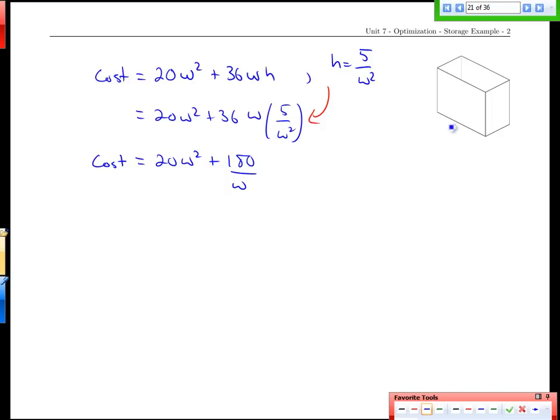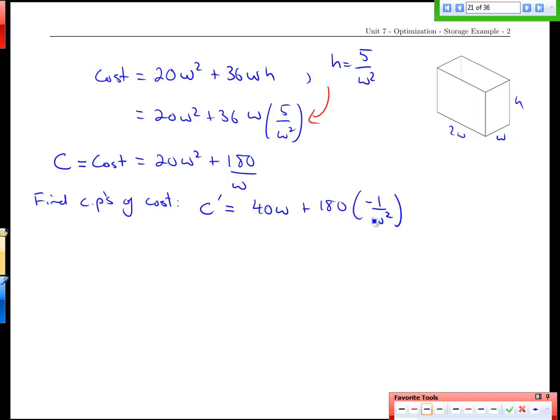Okay, so we know based on the dimensions we pick what the cost of building the box will be. We want to find the critical points of the cost. So let's call that C. Let's find C prime then, and that will be 40W plus 180. This is W to the negative 1. So we're going to get negative 1 W to the negative 2 as our derivative. We're going to set that equal to 0. So 0 is equal to that.